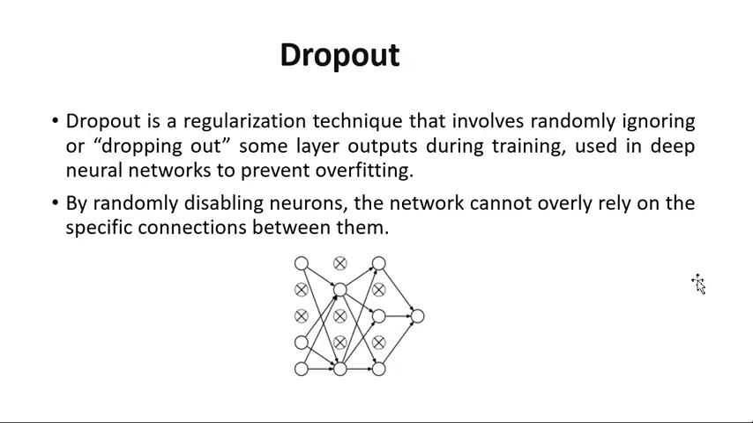the dropout technique. Dropout is a regularization technique that involves randomly ignoring or dropping out some layer outputs during training, used in deep learning neural networks to prevent overfitting. By randomly disabling neurons, the network cannot overly rely on the specific connections between them. Why does this happen? Sometimes the neural network learns the complete data and memorizes some data.